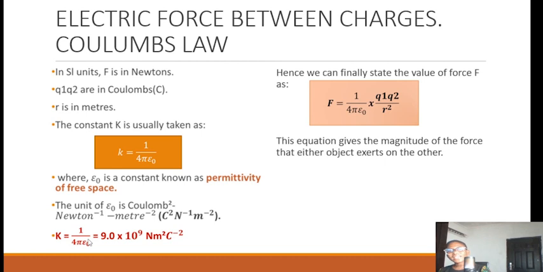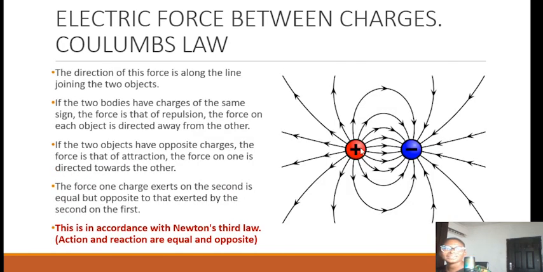And don't forget, K is equal to 9 times 10 raised to power 9. So most times you might not need to use it as this. You might just put in 9 times 10 raised to power 9 Newton meter square per Coulomb square. So we can finally say that F is equal to K, which was the constant we introduced, multiplied by the product of the charges divided by the what? The square of the distance of the charges apart. So this equation gives the magnitude of the force that either object exerts on the other. That's the force. So electric force between charges, Coulomb's law.